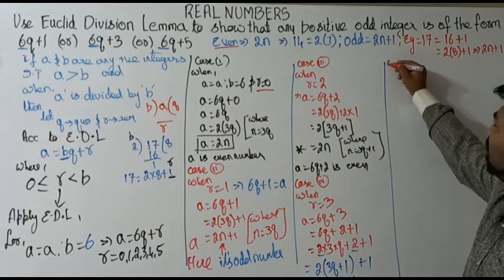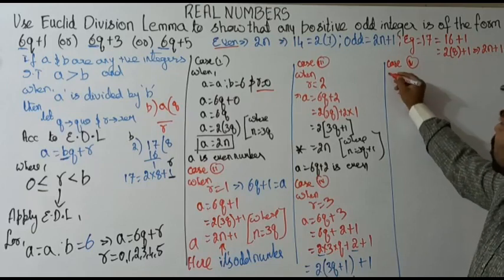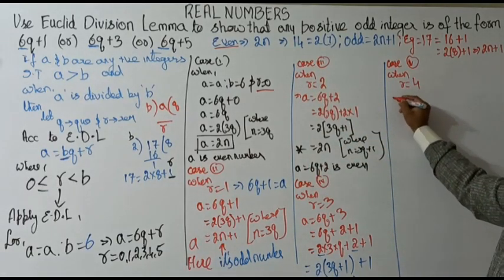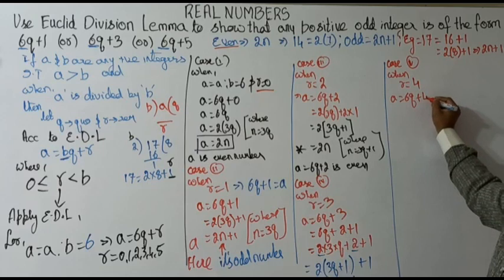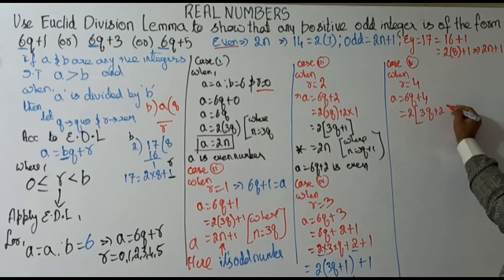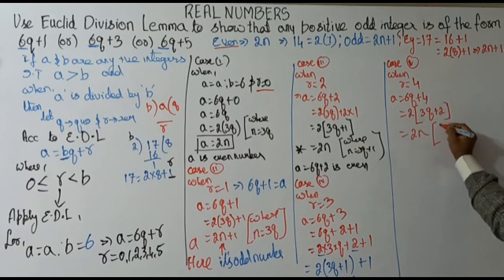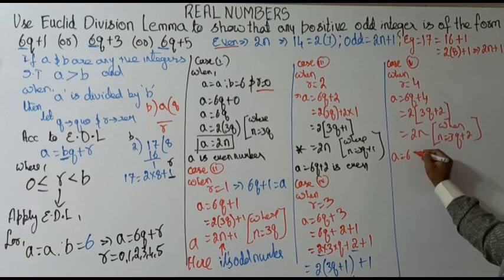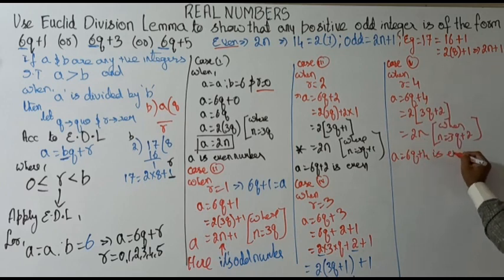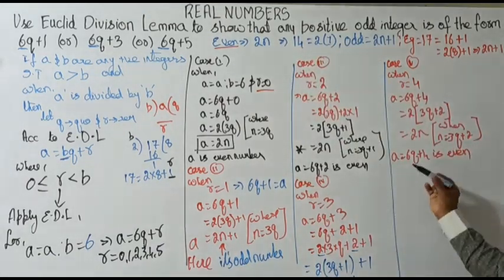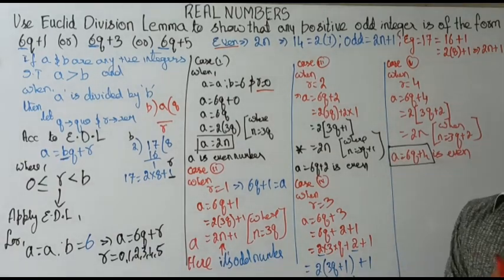Case 5. When R is equal to 4, A is equal to 6q plus 4. Now I am taking 2 as common. It becomes 3q plus 2, which is nothing but 2n, where n equals 3q plus 2. Here A is equal to 6q plus 4 is even. Can you please tell me why it is even? Because we got it in the form of an even number. So A is equal to 6q plus 4 is nothing but even.